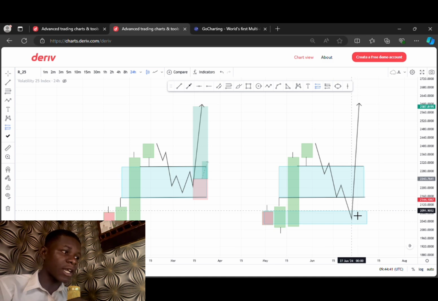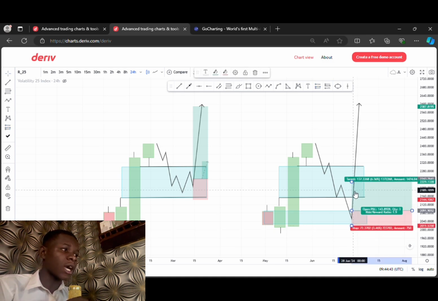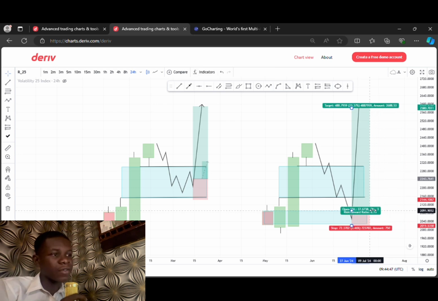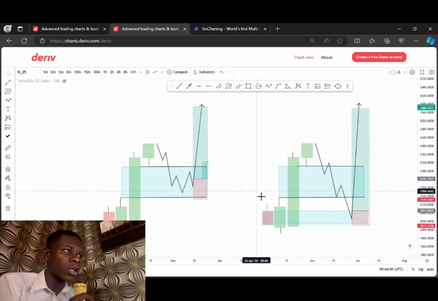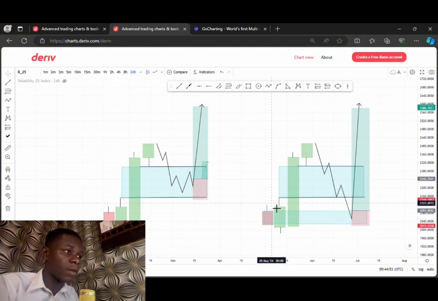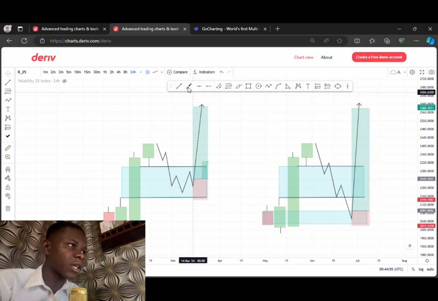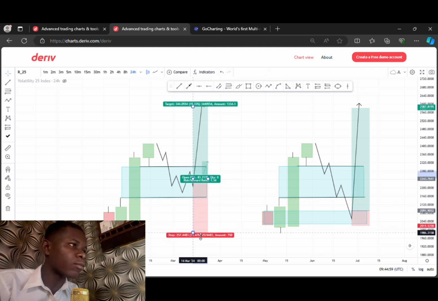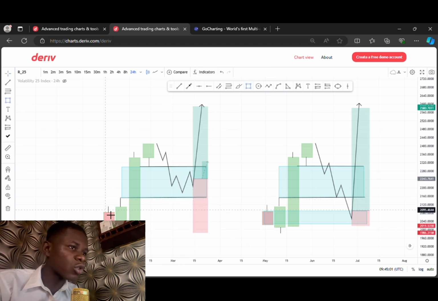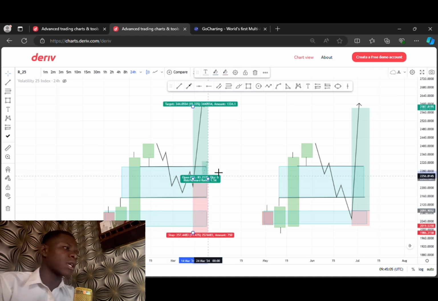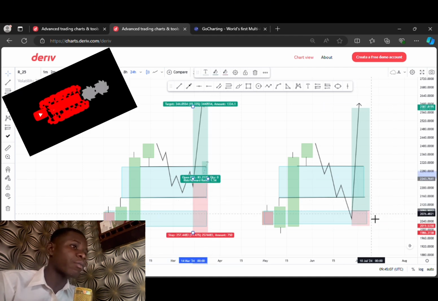You can see the clear difference between an imbalance and a fair value gap. A fair value gap gives you a lower risk to reward ratio, while an imbalance gives you a higher risk to reward ratio. For example, most people would want to put a setup like this, and you can see the risk to reward is not really great, but here you can see the risk to reward is a lot better.